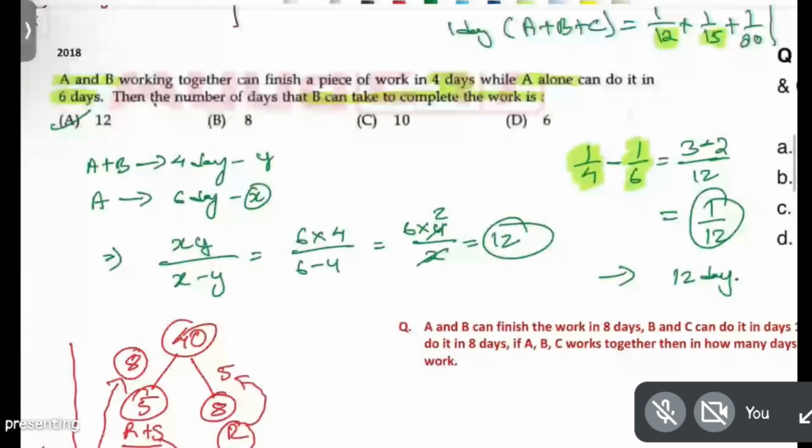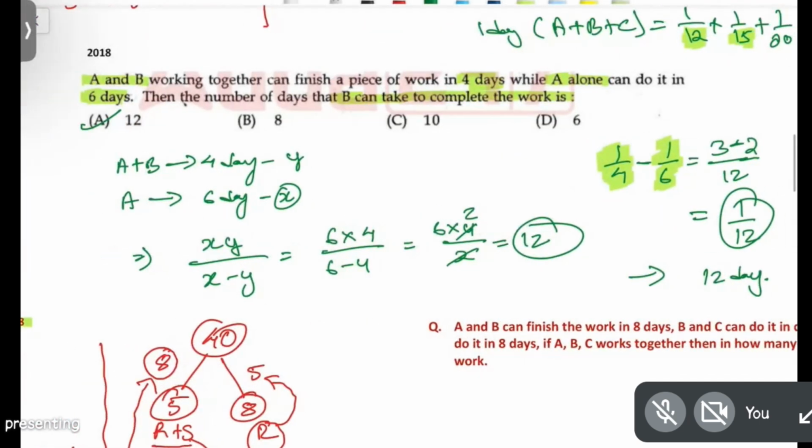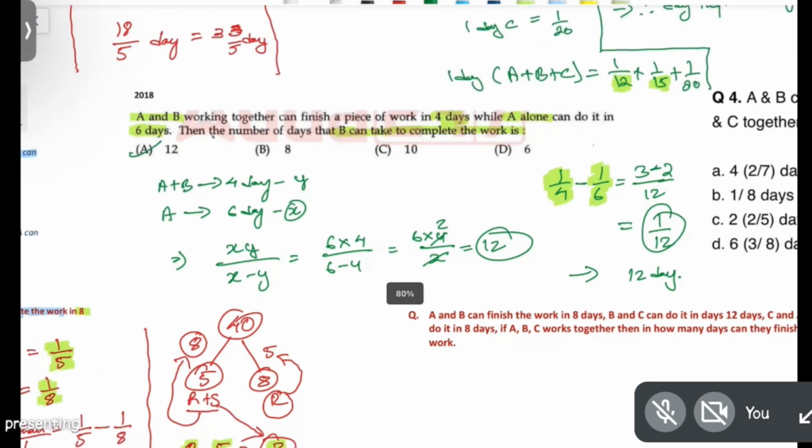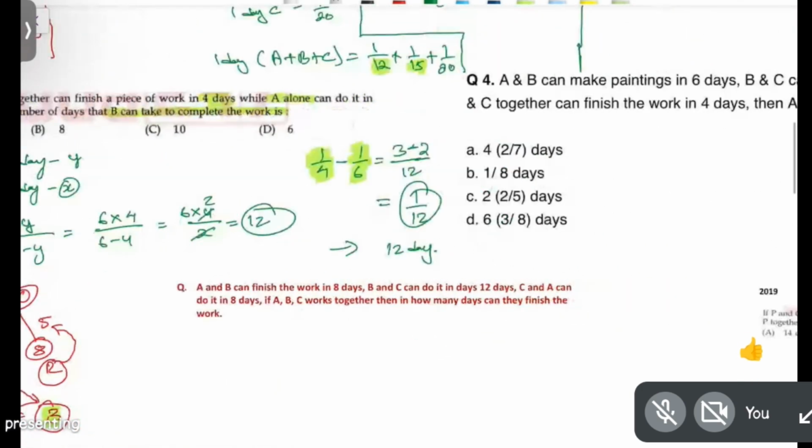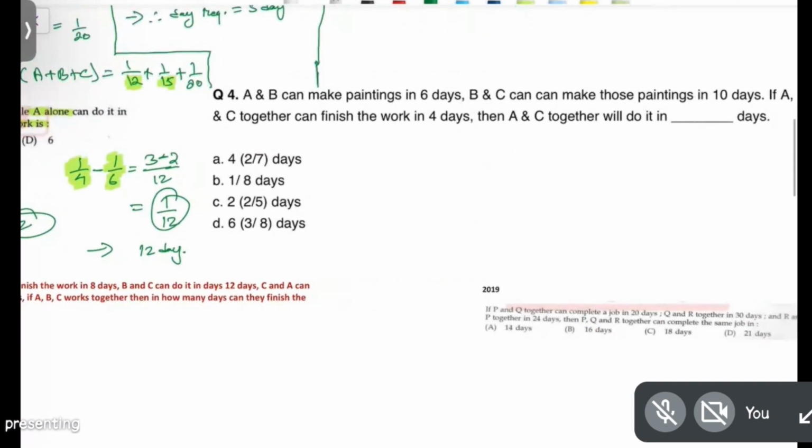So any doubts here in this question? Clear with this? Okay, then I'll move on.